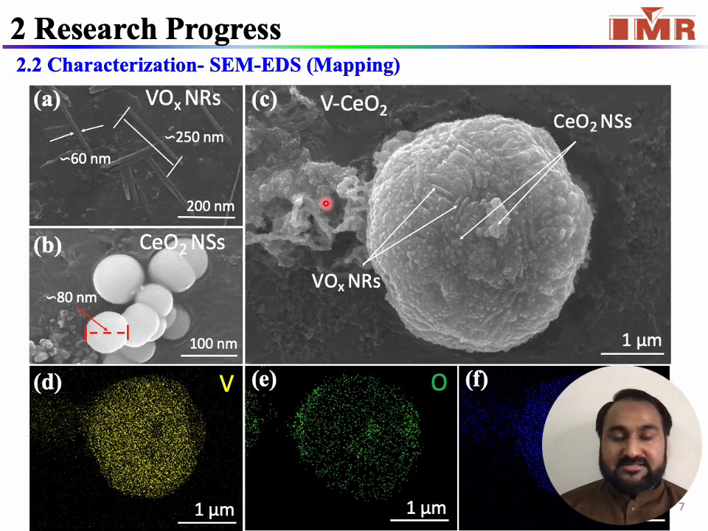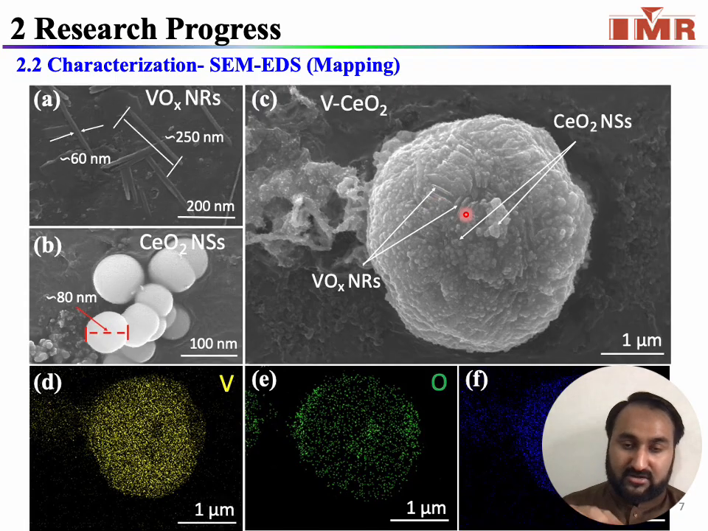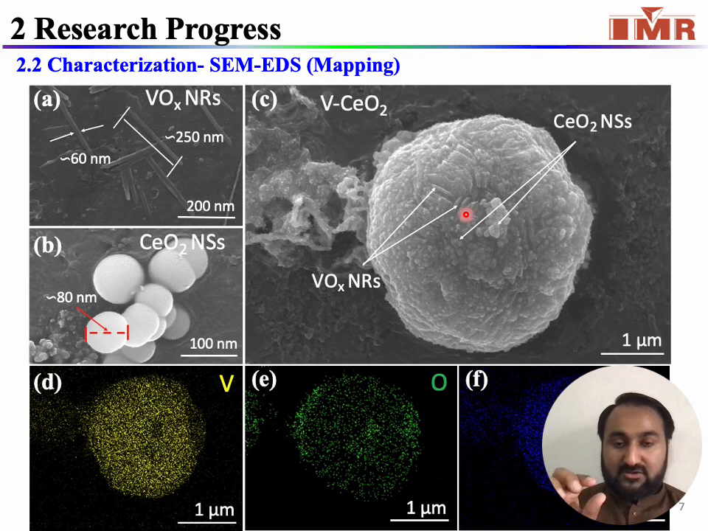So here is the SEM mapping that shows our ingredients have successfully formed a spherical shape. In this SEM we can see that the VOx nanorods are mounted in a spherical shape, and the CeO2 nanospheres are also mounted in a very beautiful pattern. The EDS mapping also confirms that it contains vanadium, oxygen and cerium particles.